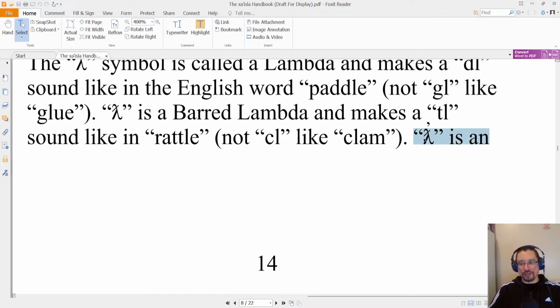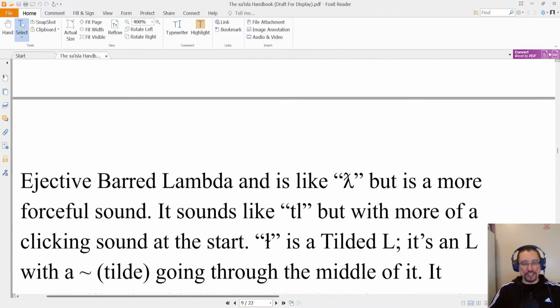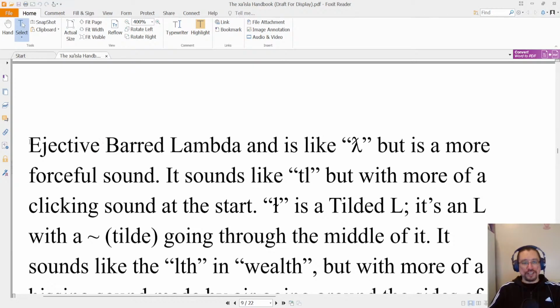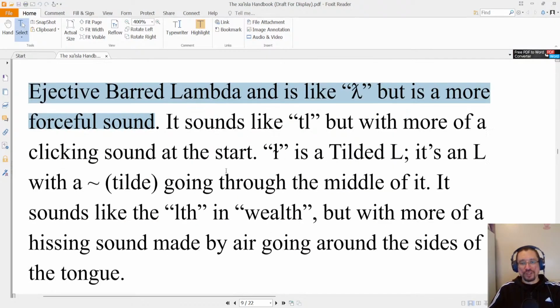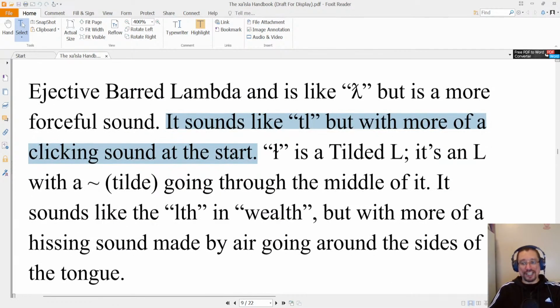And then this last one here, we have the ejective barred lambda. We're going down to the top of the next page here. So this is an ejective barred lambda, and it's like the barred lambda, but is a more forceful sound. It sounds like TL, but with more of a clicking sound at the start, because we're really forcing that air out quickly. So it's just like the example that we used, which was ati. That's a word that starts with the ejective barred lambda sound. Ati.